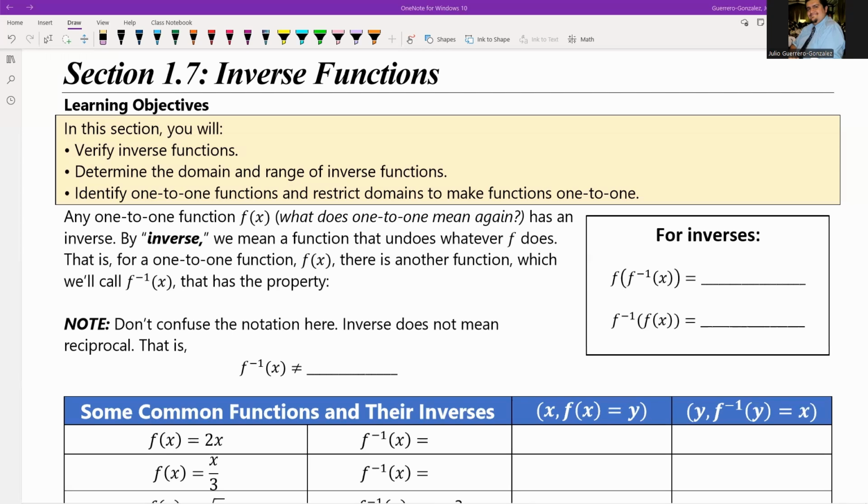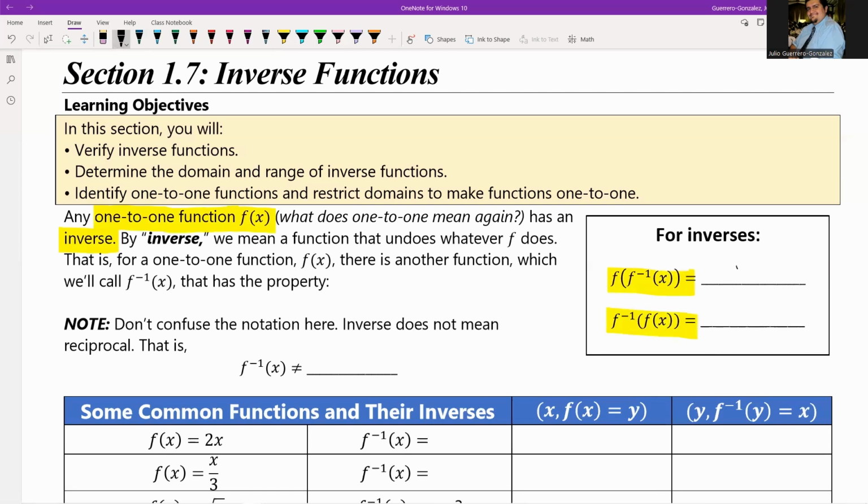The first thing is that any one-to-one function, remember what a one-to-one function was? If you have a one-to-one function, you automatically have an inverse. And what an inverse does is exactly what you think it would do. An inverse of a function undoes what another function did. So the two properties of an inverse function are this one and this one.